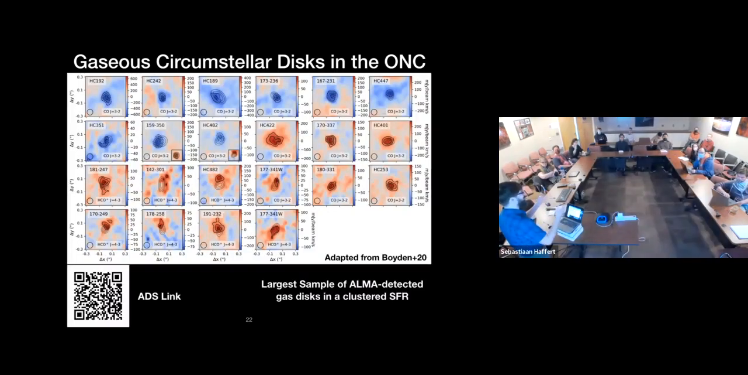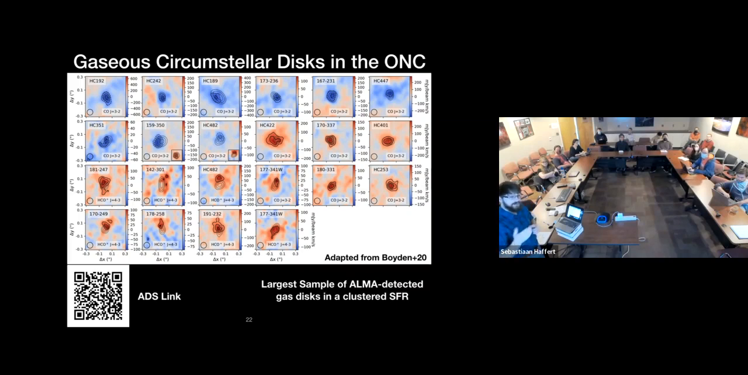And to do this, the first thing that I did was put together a sample of ALMA-detected gas disks in a young stellar cluster. So in particular, I searched for compact disks within these very deep, high angular resolution ALMA observations that map the entire central region of the ONC in both CO and in HCO+. And after searching through literally thousands and thousands of data points, I was able to identify a sample of around 20 protoplanetary disks in molecular gas.